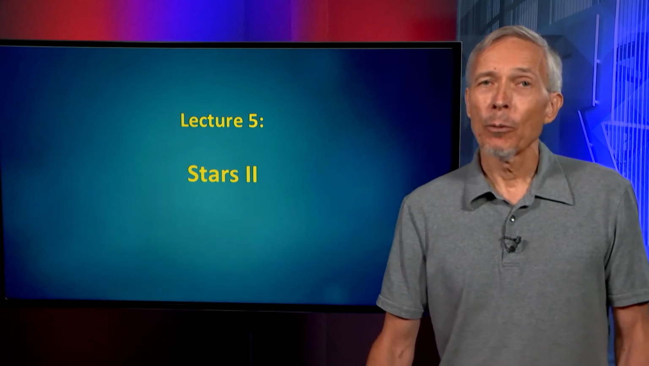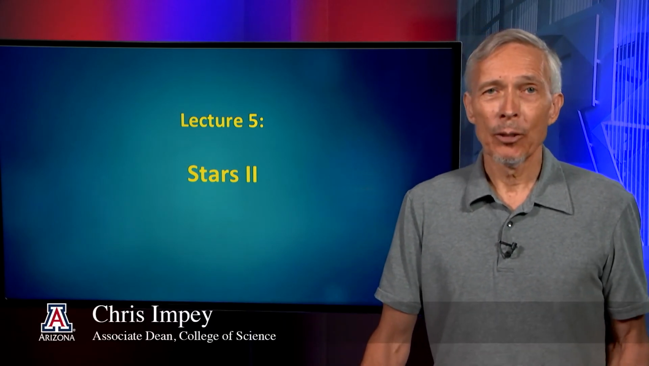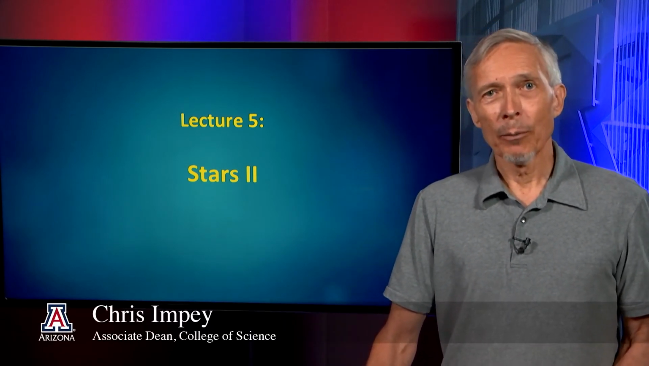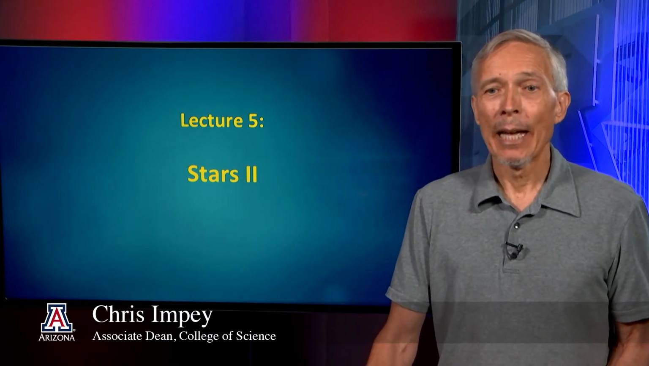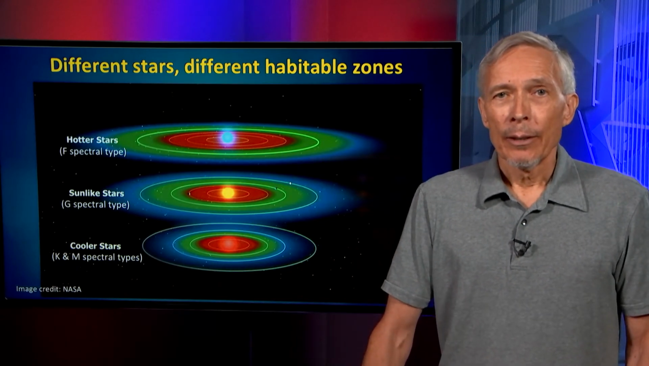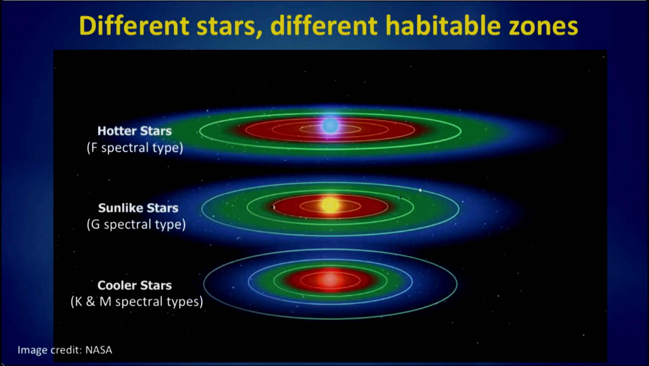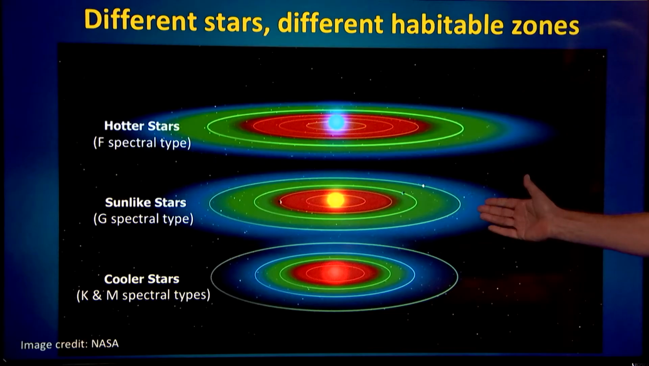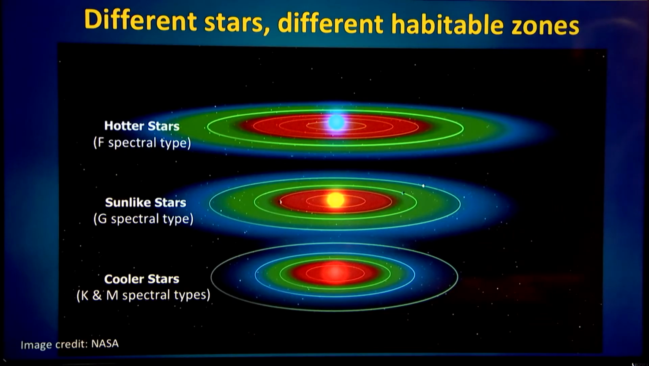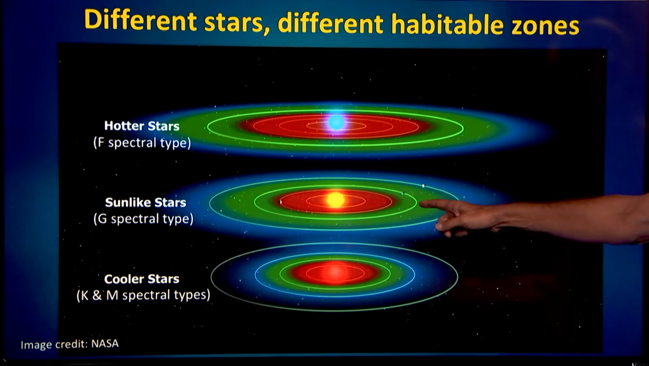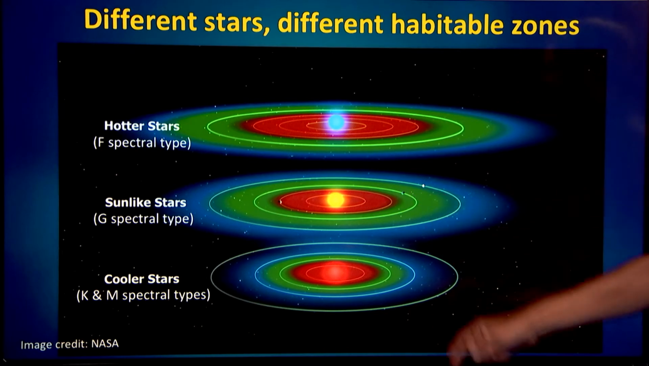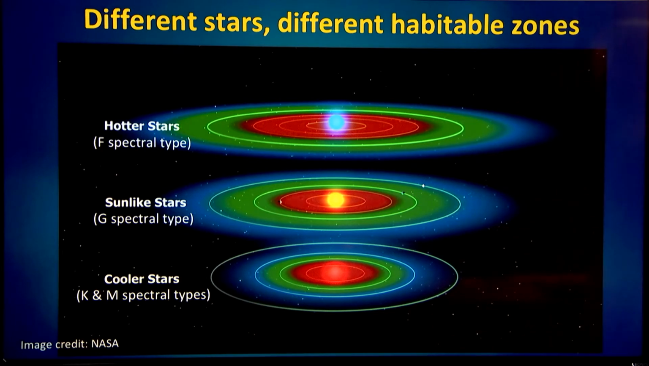In this lecture, we'll continue our discussion of the properties of stars as they relate to the presence of biology on surrounding planets. Different stars have different habitable zones, so the habitable zone shrinks or expands based on the mass and therefore the luminosity of the stars. Here we see the differences between a sun-like star, or G-spectral type, where the habitable zone, the green zone, includes the Earth, and no other terrestrial planet is in the habitable zone, although two are close.